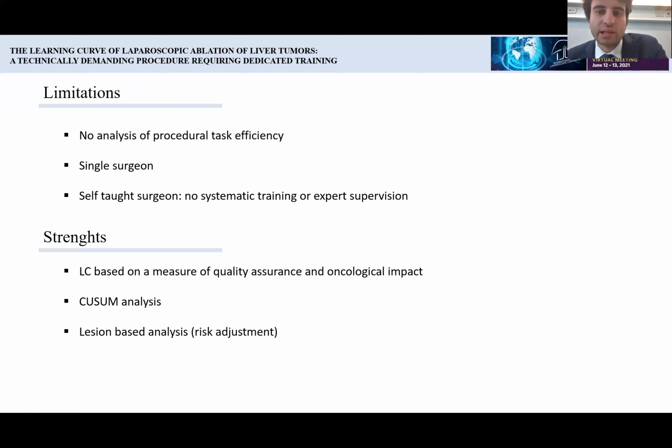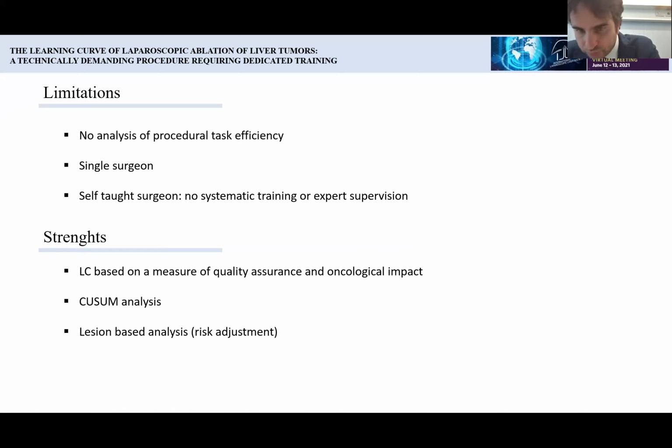Of course, this study has some limitations. No measures of procedural task efficiency, such as the time needed for lesion targeting and number of attempts, could be taken into account, since they were not available at retrospective analysis. Also, this learning curve represents that of one single surgeon, rather than the mean learning curve of a multitude of surgeons. Furthermore, this surgeon was self-taught, and there was no dedicated training or expert supervision, which could have shortened the learning curve.